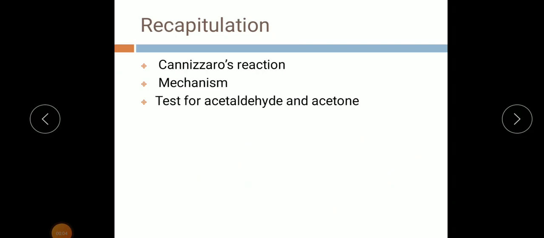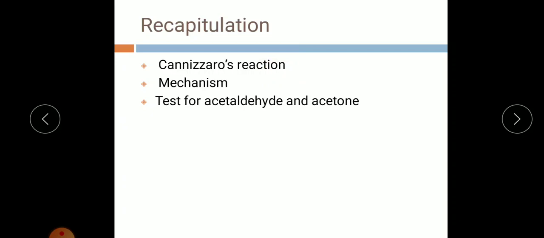In our last class, we were discussing the chemical reactions of aldehydes and ketones. The last topic we discussed was Cannizzaro's reaction. In Cannizzaro's reaction, we have seen that when an aldehyde without an alpha hydrogen atom is treated with concentrated sodium hydroxide or potassium hydroxide, it will give you a mixture of alcohol and a sodium salt of carboxylic acid.